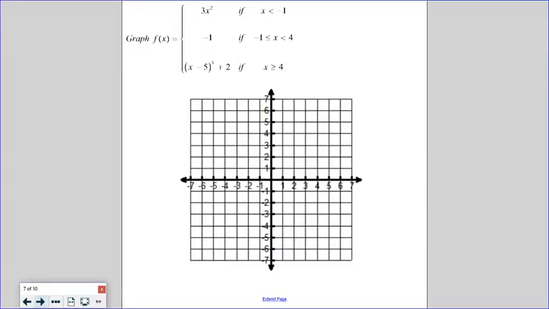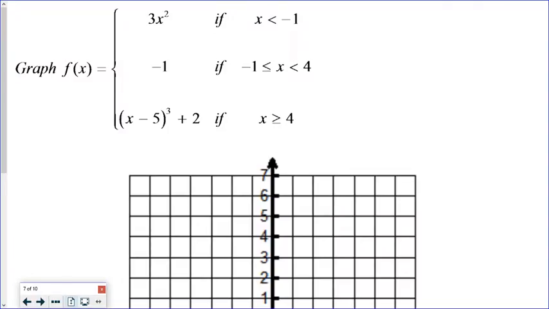But if you like thinking of it that way, do that. I have adjusted some of these from your note sheet, so make sure that yours matches and you fill in the missing information. I think with this first one the functions match, but we have 3x squared if x is less than -1, -1 if -1 is less than or equal to x is less than 4, and then (x - 5) cubed plus 2 if x is greater than or equal to 4.